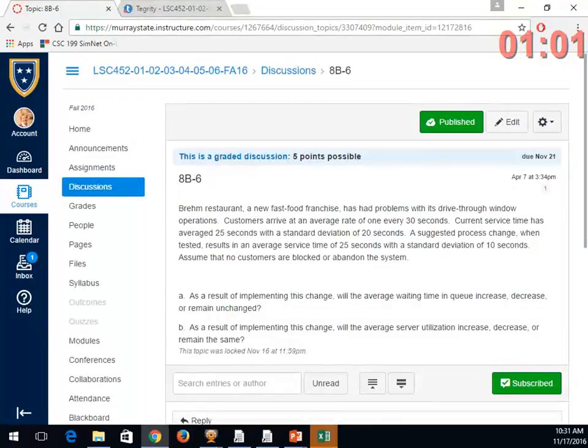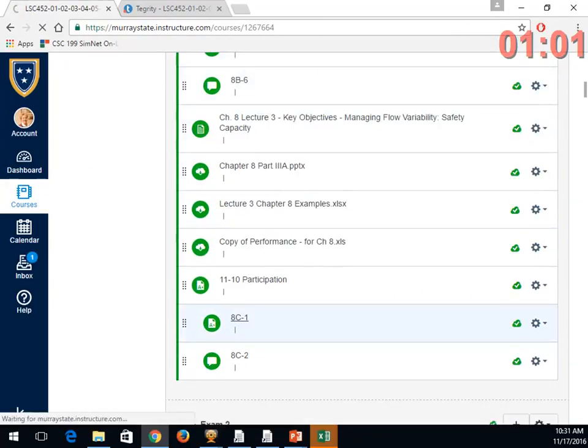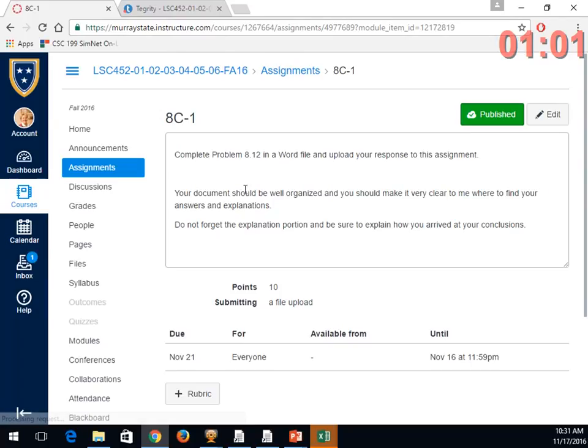Okay? And then in 8C, we're going to do the calculations like what we looked at towards the end of class. So let me go ahead and bring that up real quick. Oh, so it's 8.12. Yeah. And then I think 8.11. So I'm asking you to do two problems out of the back of the text.